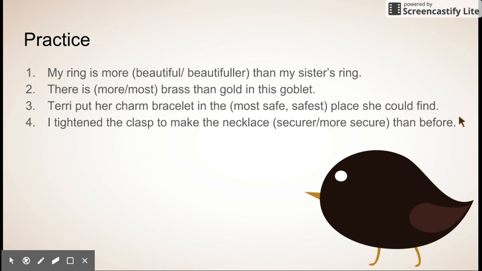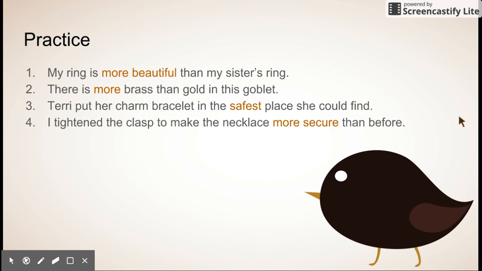My ring is more than my sister's ring. Number 2, there is brass than gold in this goblet. And number 3, Terry put her charm bracelet in the place she could find. Number 4, I tightened the clasp to make the necklace than before. So let's see how you did here.